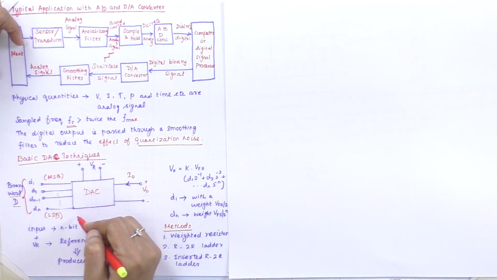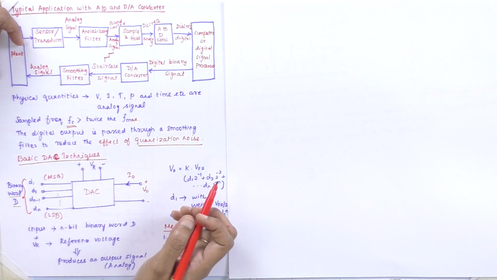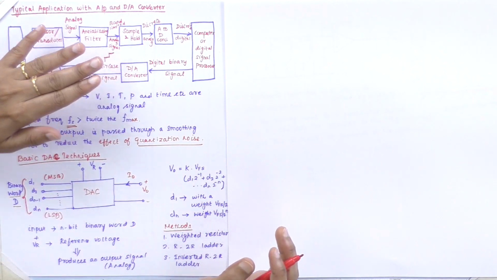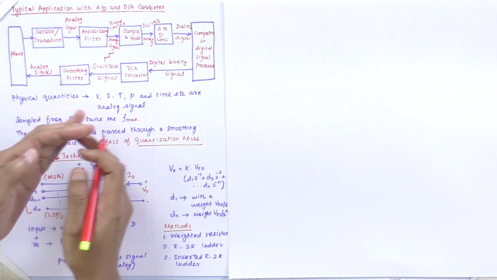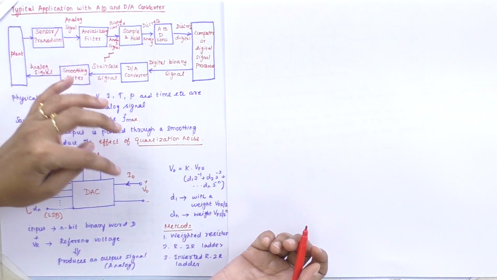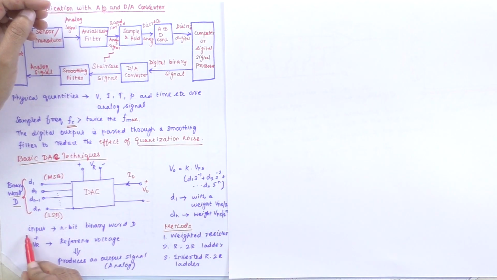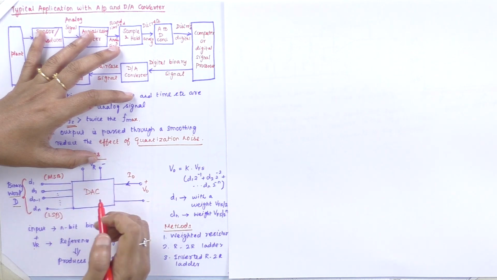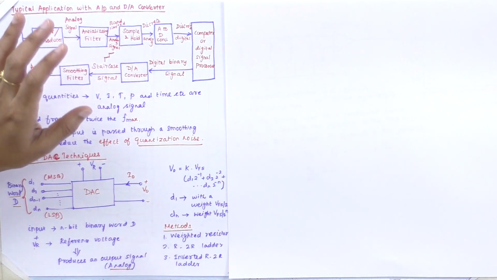We have the reference voltage plus VR, connected between the plus terminal and the minus terminal, and the output is taken across the voltage. For every input bit there is a reference voltage, which has to be mentioned, and the output is taken across the voltage signal, which should be an analog waveform. As I mentioned, the input is an n-bit binary word and VR is the reference voltage. With these two inputs, the digital to analog converter produces an analog output signal.